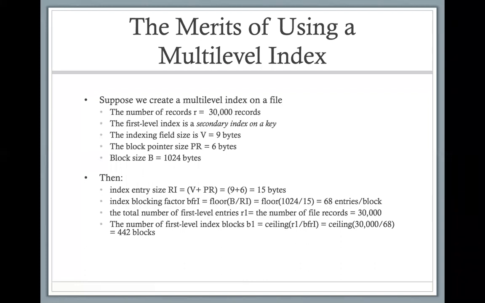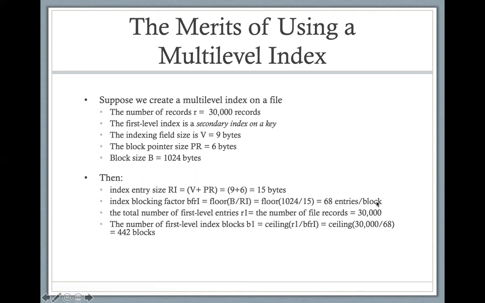Okay, so the index entry size is again just the size of the indexing field plus the block pointer size. So it's 15 bytes. The index blocking factor is the size of the block divided by the size of the index entry. So how many entries fit within one block? We've done this before. That's the floor of 1024 by 15. That's 68 entries per block. So I can fit 68 entries per block.